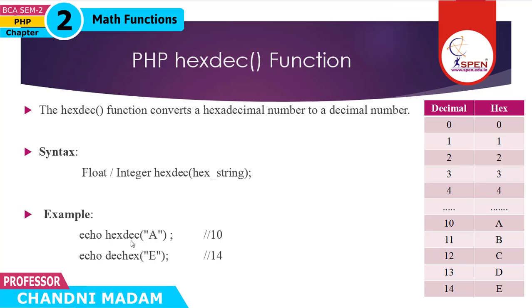Here is the example. Here we will pass a. So your hexadecimal number a is converted to a decimal number, that means it gives 10. Here you can see the hexadecimal is a, so the equivalent decimal is 10. Here we will pass d, and the equivalent decimal number it gives is 13. Here we will pass e, which is your hexadecimal number. It will convert it to your decimal number, that means it will give 14.